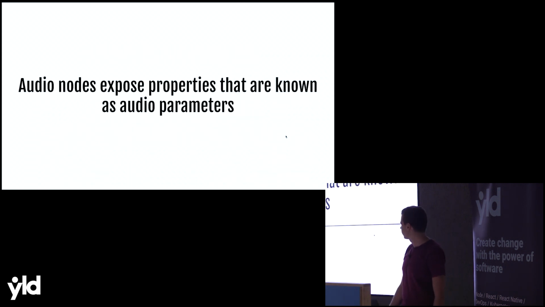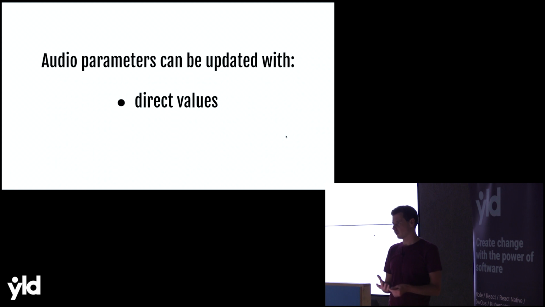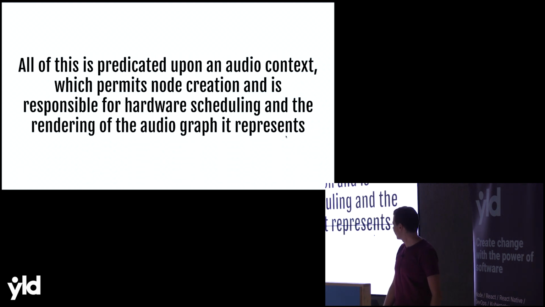And audio nodes expose properties, respectively, that are known as audio parameters. So on an oscillator, this could be a frequency, or on the stereo panner, this could be a pan parameter. And they can be updated with either direct values, so you could set the gain on a gain node to a number of 0.6, or you can schedule the changes via a variety of methods the audio param interface exposes. And all of this is predicated upon an audio context, which permits node creation and is responsible for hardware scheduling and the rendering of the audio graph it represents.